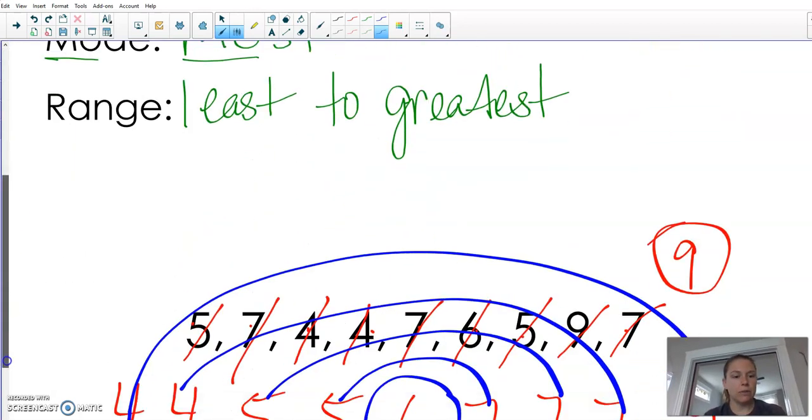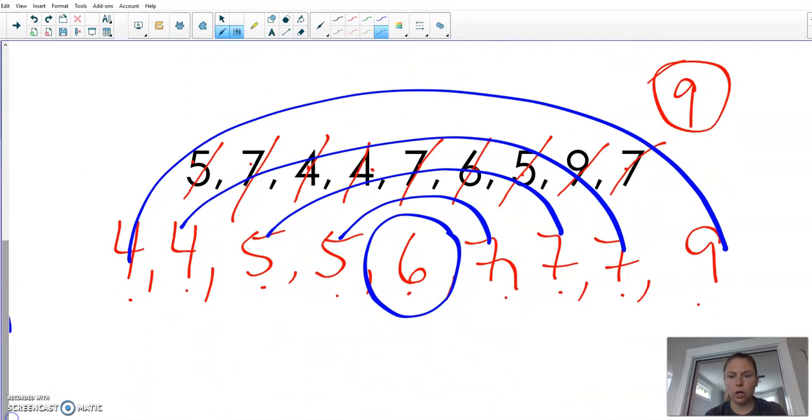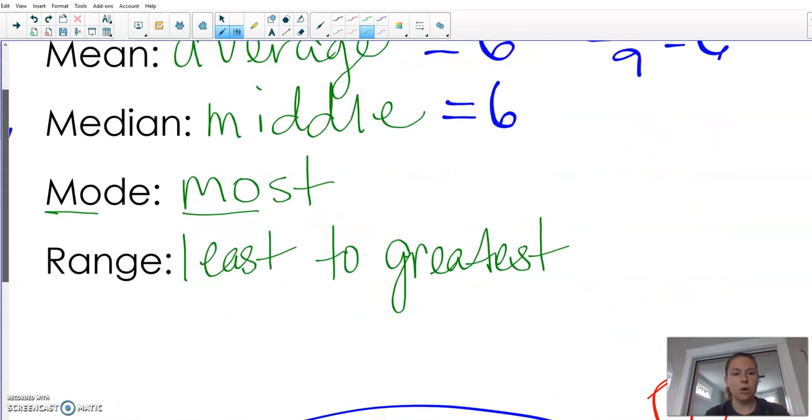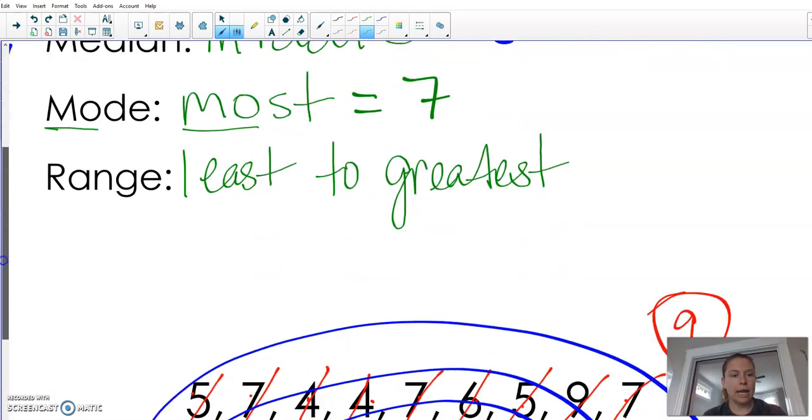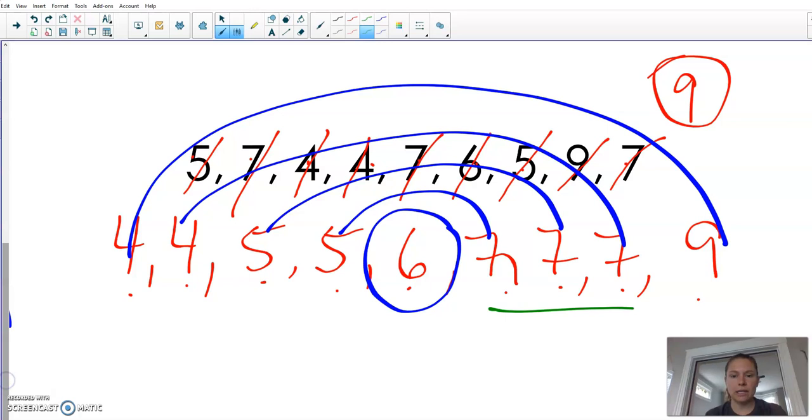Let's go back down. The mode. Which value occurs the most? Okay, well, obviously we can see that. It's our 7. So I'm going to go back up. Our mode is 7.